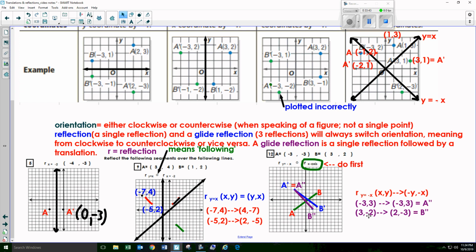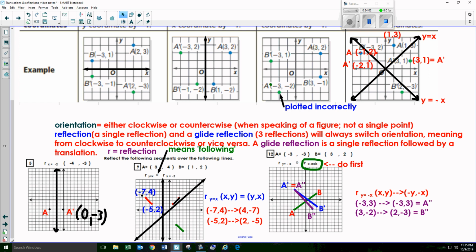And lastly, 3, -2, I apply this, switch the x and the y, and take the opposites, becomes 2, -3. And so I plot 2, -3, and connect them, and that's the purple ones here. So you see double prime, double prime. Okay, and there's my final answer right there.